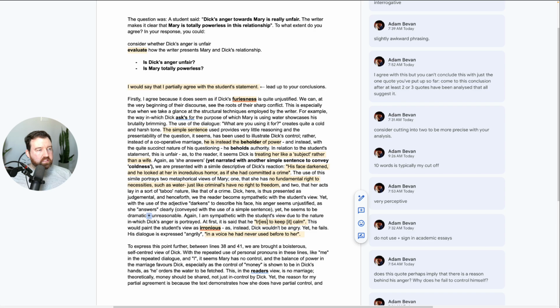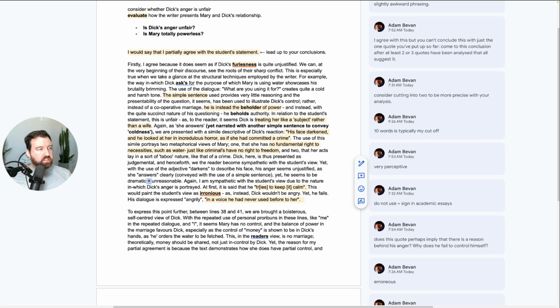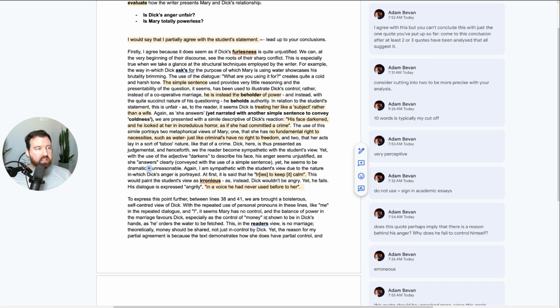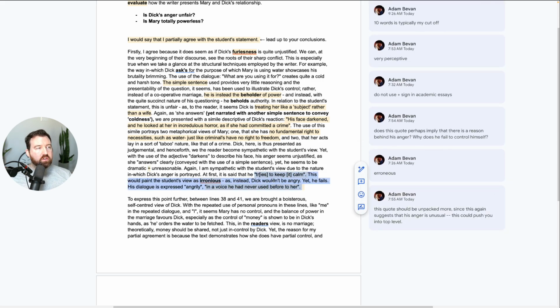"Again, I'm sympathetic with the student's view due to the nature in which Dick's anger is portrayed. At first, it is said that he tries to keep it calm. This would paint the student's view as erroneous, as instead Dick wouldn't be angry, yet he fails. His dialogue is expressed angrily in a voice he had never used before to her." So you add three quotes here at the end and you don't really unpack any of them. You need to unpack those quotes, and that would really, really help boost.